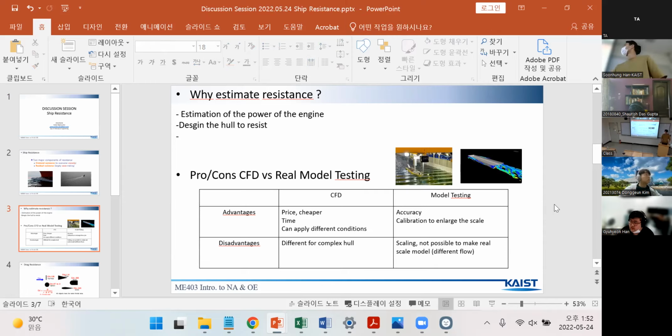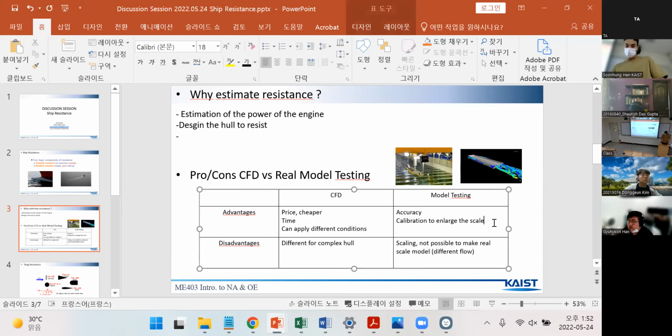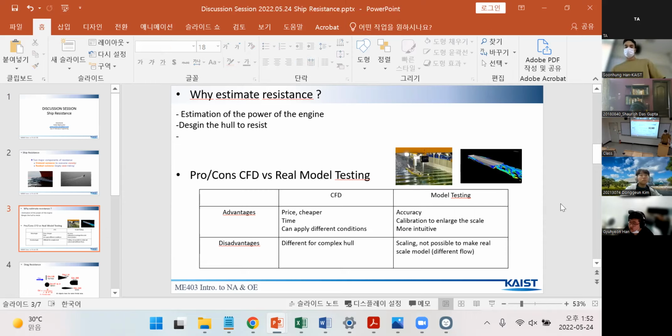And maybe model testing is quite intuitive compared to the CFD model. I mean, it's a very direct method to calculate the resistance. Yes. Okay, thank you.